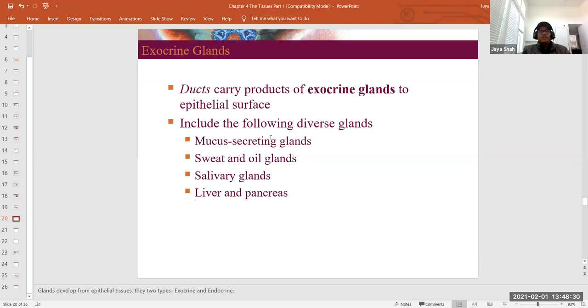So exocrine glands have ducts that carry products of the exocrine gland to the epithelial surface. What are the examples? Examples of exocrine glands are salivary glands, sweat glands, mucus glands. These include the mucus secreting gland, sweat and oil gland, salivary gland, liver and pancreas. These all are exocrine glands because they make their product and secrete into the duct and then it comes to the surface. Whereas endocrine glands secrete into blood vessels and carry it to the target organ.